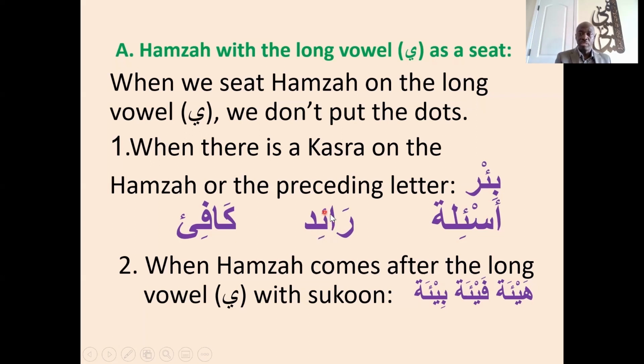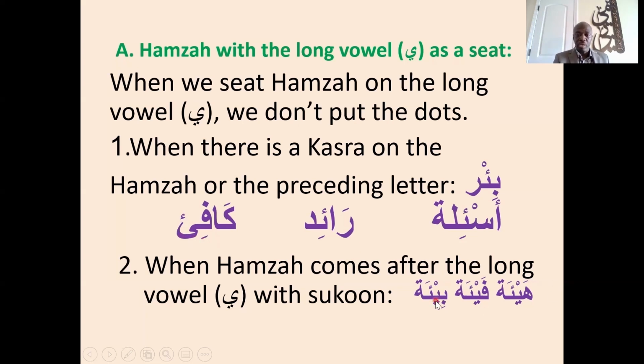And that's why we see the Hamza over the Ya. Ra'id. Kafi is sufficient, or something enough. Kafi, we have the letter Fa has the kasra, and the Hamza itself has the sukoon, and the kasra is stronger than the sukoon, so the Hamza is seated on the Ya.